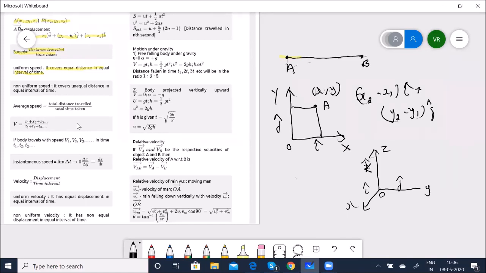Yesterday I told you we were distinguishing between scalar quantities and vector quantities. I told you that distance is a scalar quantity because it does not have direction, whereas displacement is a vector quantity because it has both magnitude and direction.